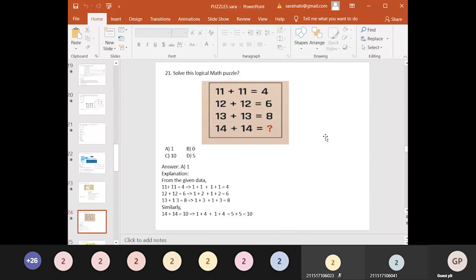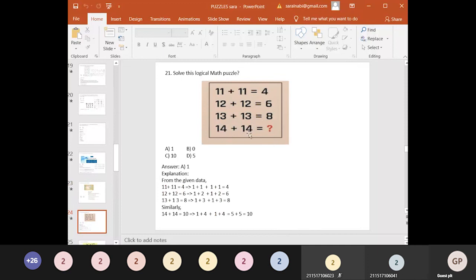Okay, right. So what is next? You can solve the logic puzzle they have given. 11 plus 11 is equal to 4. On that itself you can think. How will it come? 11 plus 11 is equal to 4. So we easily know that 1 plus 1 plus 1 plus 1 is equal to 4. Once you see the picture, you can find out the answer.